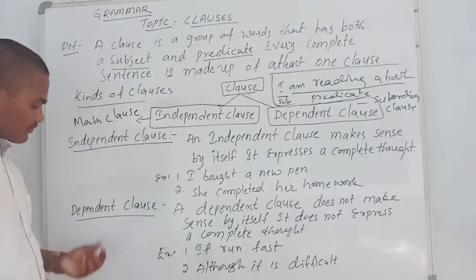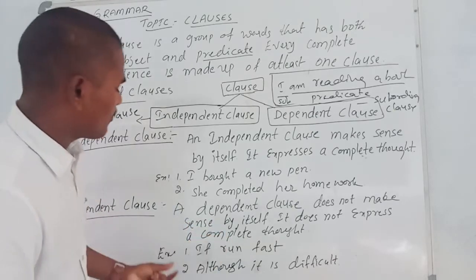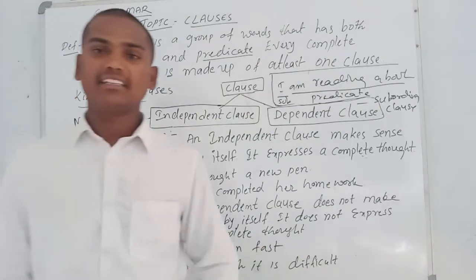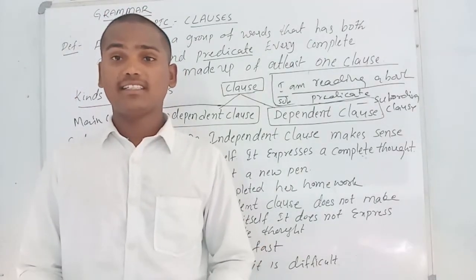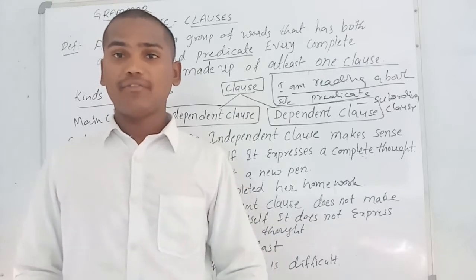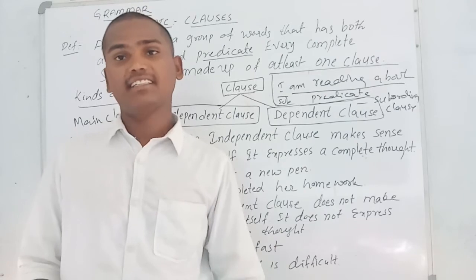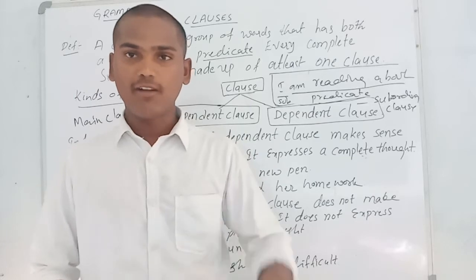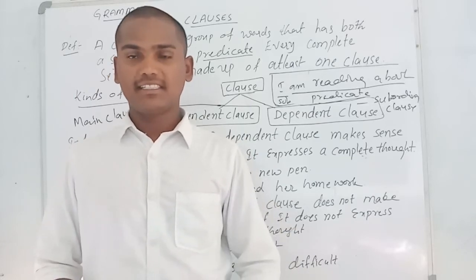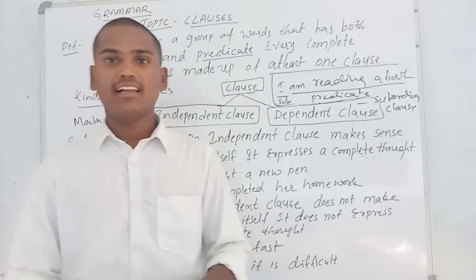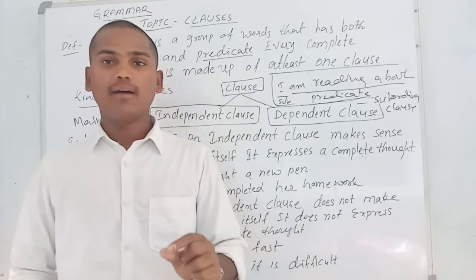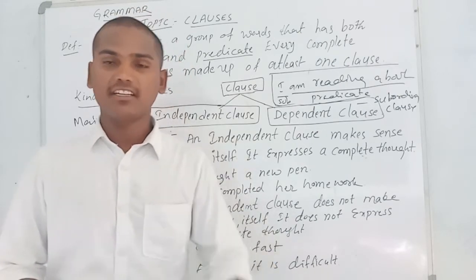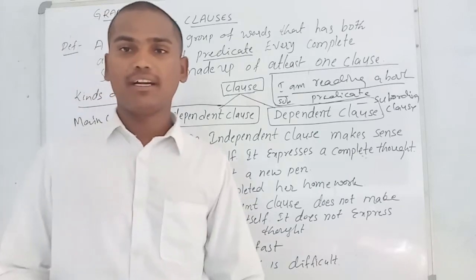Next, the dependent clause. A dependent clause does not make sense by itself. It does not express a complete thought. That is the definition of a dependent clause. A dependent clause always depends upon another part of a sentence to give complete meaning. It never gives a complete thought by itself. It always expects some other part of a sentence to give complete meaning. The name itself gives the idea: it always depends upon another part of a sentence to give complete meaning.